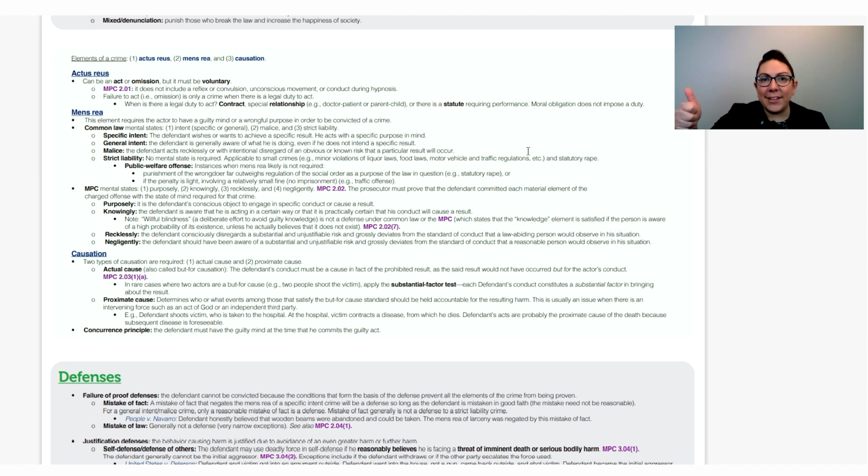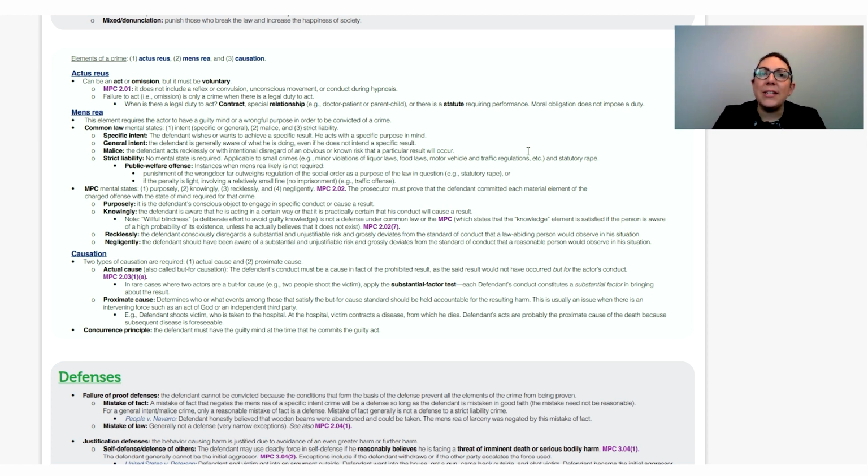So we have the actus reus, or the guilty act. Then we have the mens rea, or the guilty mind. And then third, we have causation. I mentioned that this is covered in more depth in torts, but just to briefly cover causation here, there are two types of causation. You have to have both of them, and they're actual cause and proximate cause.